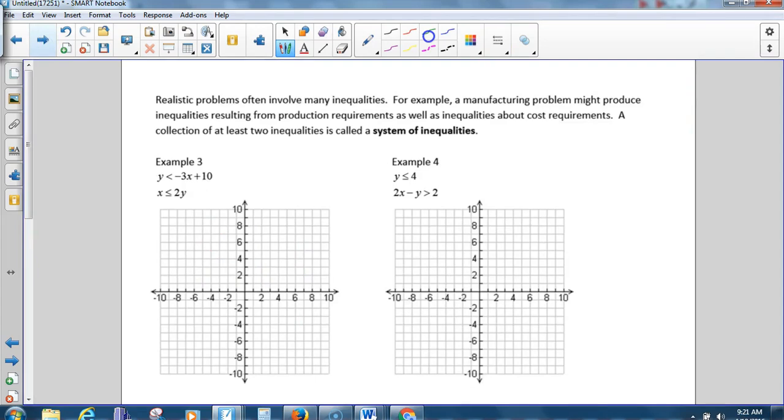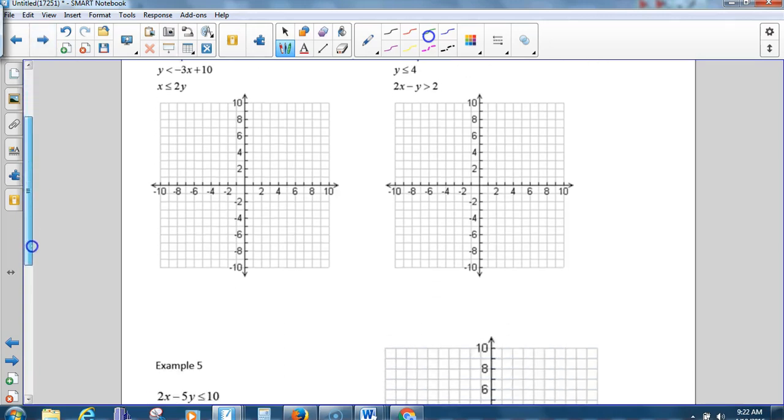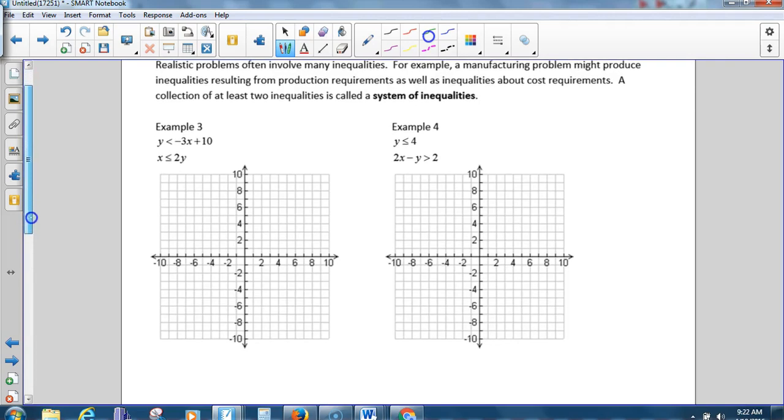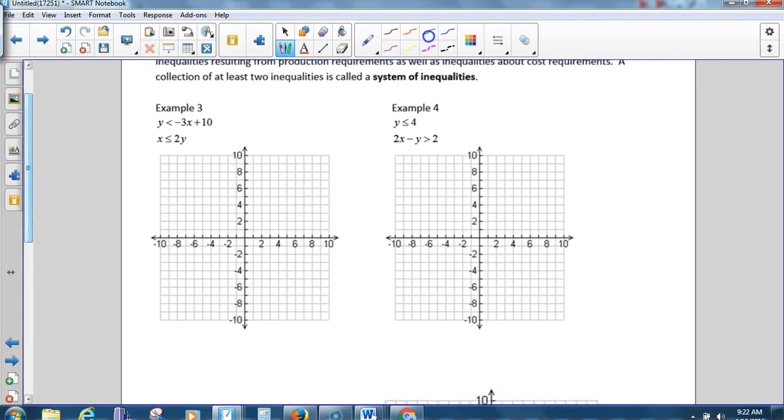Realistic problems often involve many inequalities. For example, a manufacturing problem might produce inequalities resulting from production requirements as well as inequalities from cost requirements. A collection of these is called a system of inequalities. Before we had a system of equations, now a system of inequalities. So here is where it usually helps if you have colored pencils. You can use a pen and a pencil, but if you make a mistake, you're in trouble here, much worse than doing lines. So I would suggest using 2 different colored pencils.